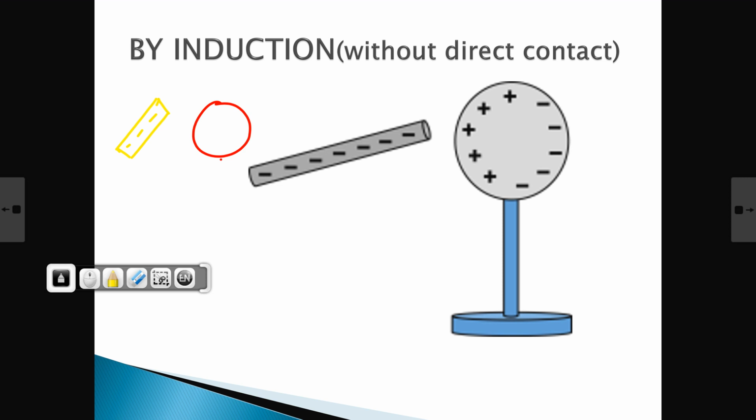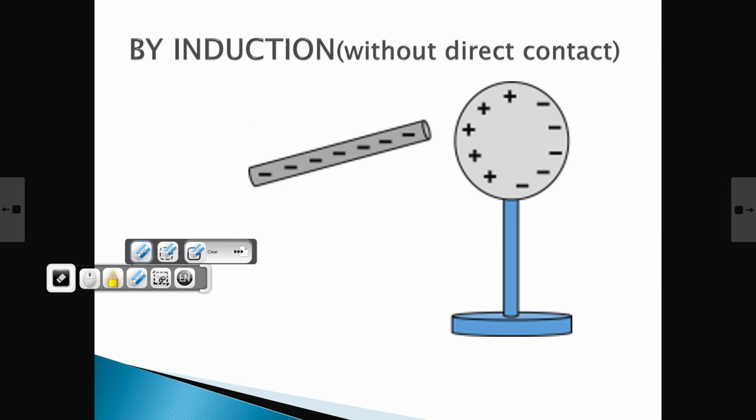When a charged body is brought near an uncharged conductor, the end of the uncharged conductor nearer to the charged body gets oppositely charged, and the farther end is charged with the same type of charge. So in this case, the nearer end becomes positively charged, the opposite charge, and the farther end gets the same charge, that is negatively charged. It is represented in this figure also. This method is known as charging by induction or without direct contact.